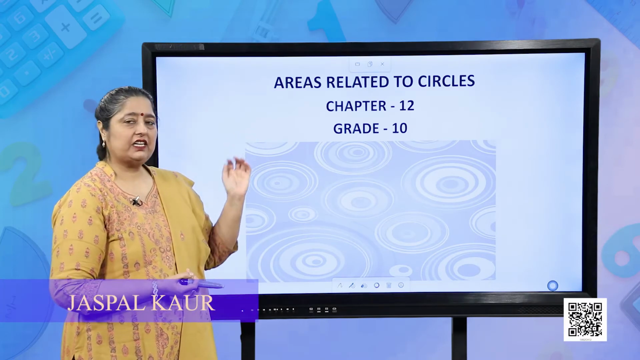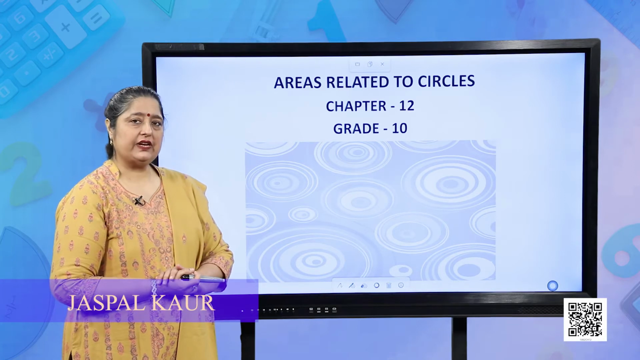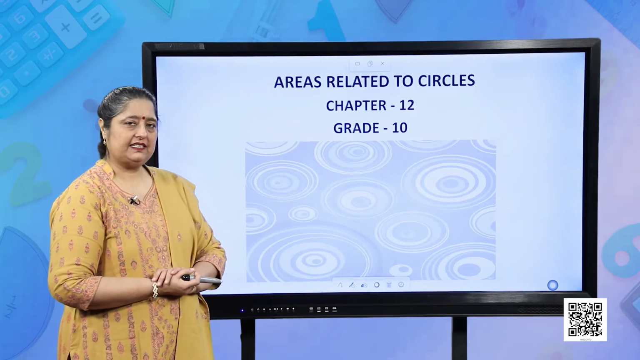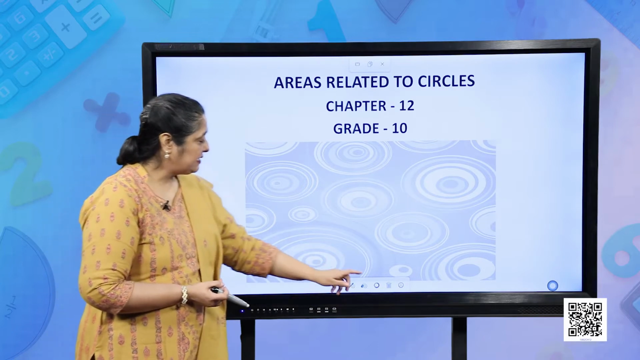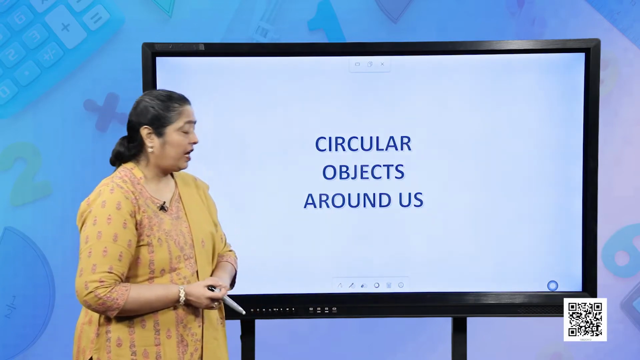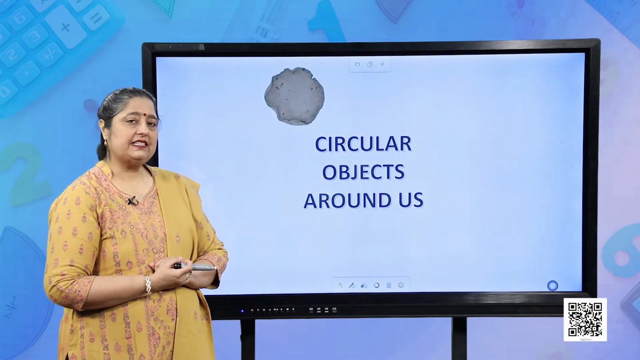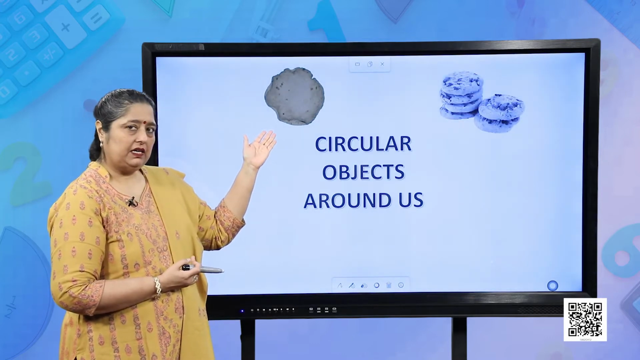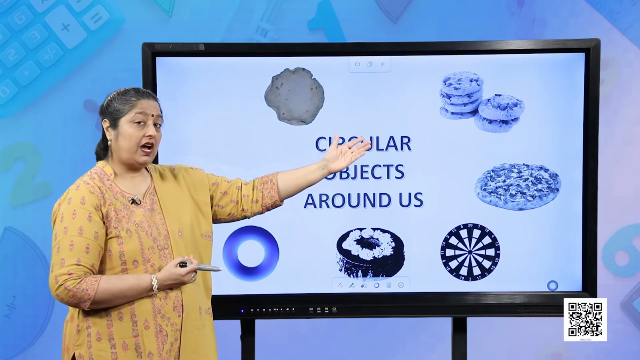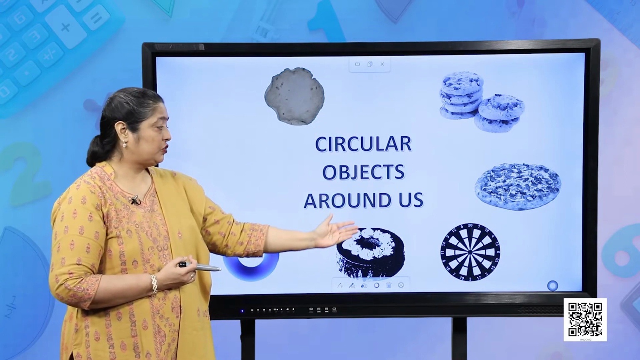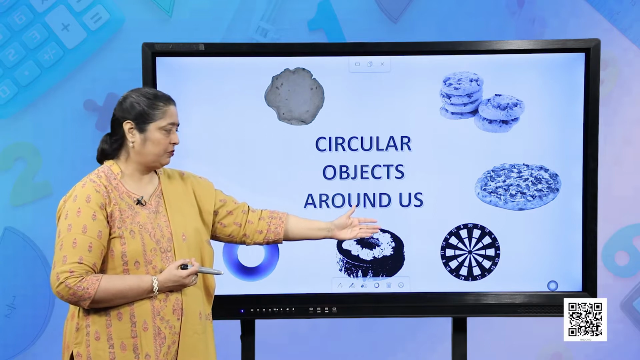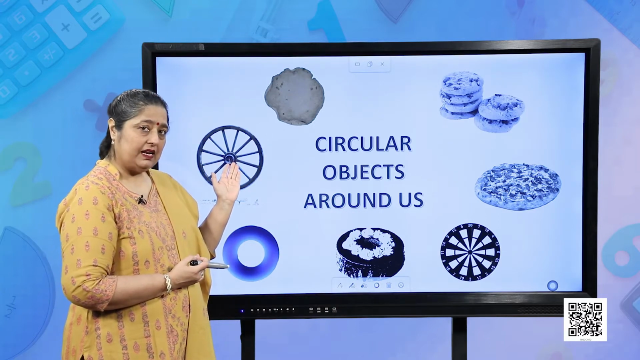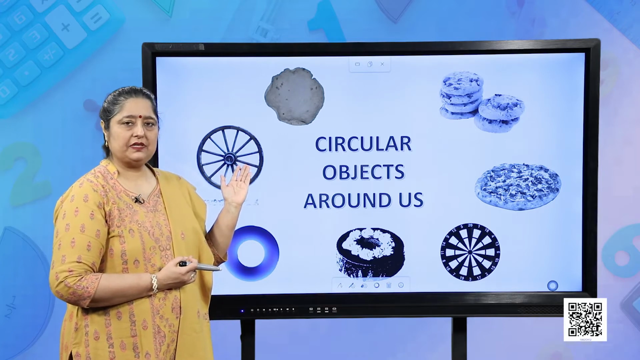We are going to start a new chapter today, Areas Related to Circles, the 12th chapter of NCERT textbook. Now, let us see what all we have studied about the circles. We have seen circular objects around us, like the chapati, cookies, our favorite pizza, the sweet cake, the dartboard, a ring, as well as the wheel, and you can see many more examples around us.